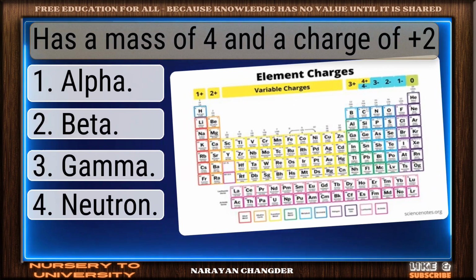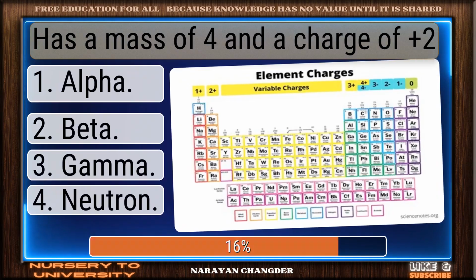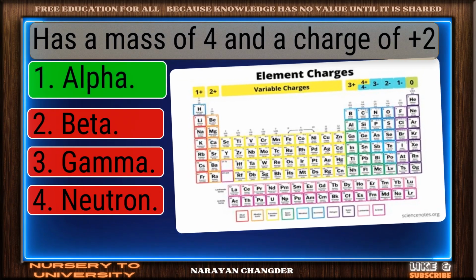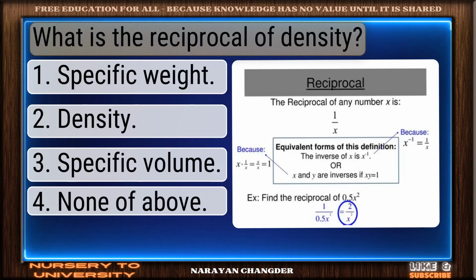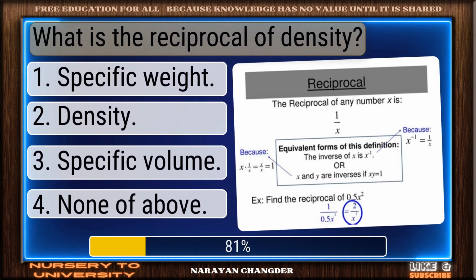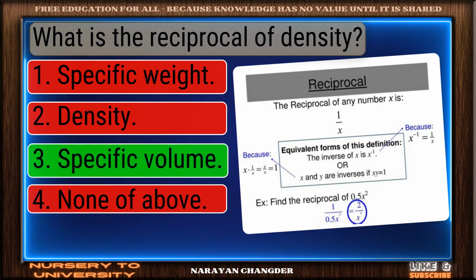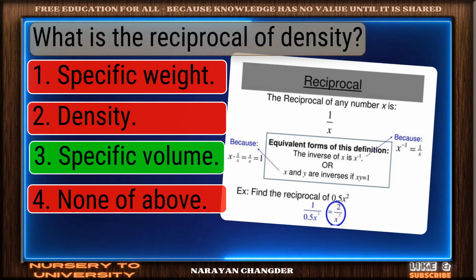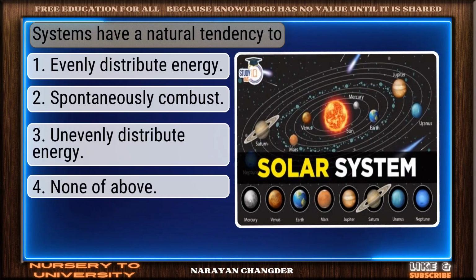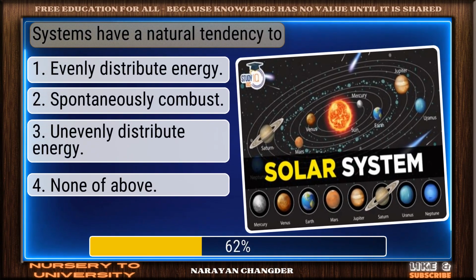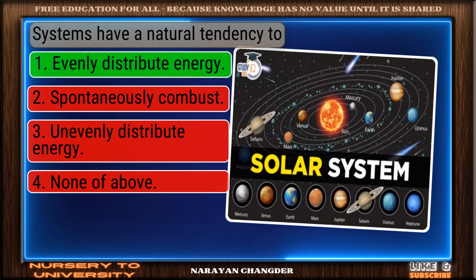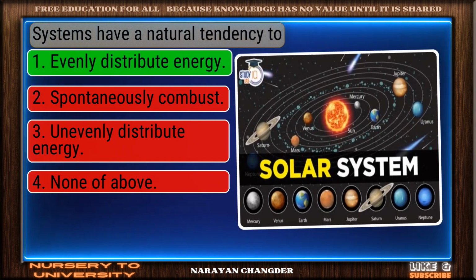Has a mass of 4 and a charge of +2. Excellent. Alpha is a brilliant choice. What is the reciprocal of density? You got it. Your choice specific volume is right. Systems have a natural tendency to. Solid response. Evenly distribute energy is a valid choice.